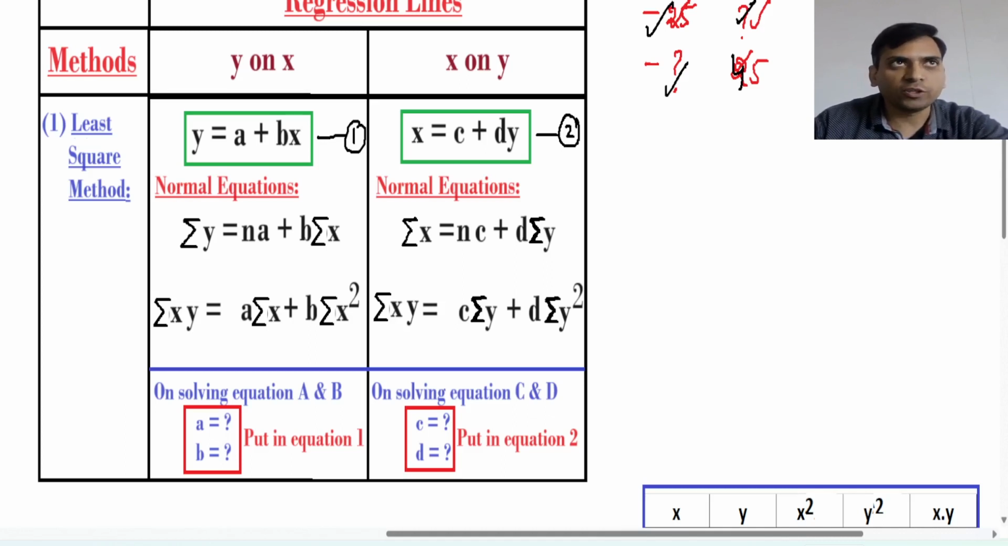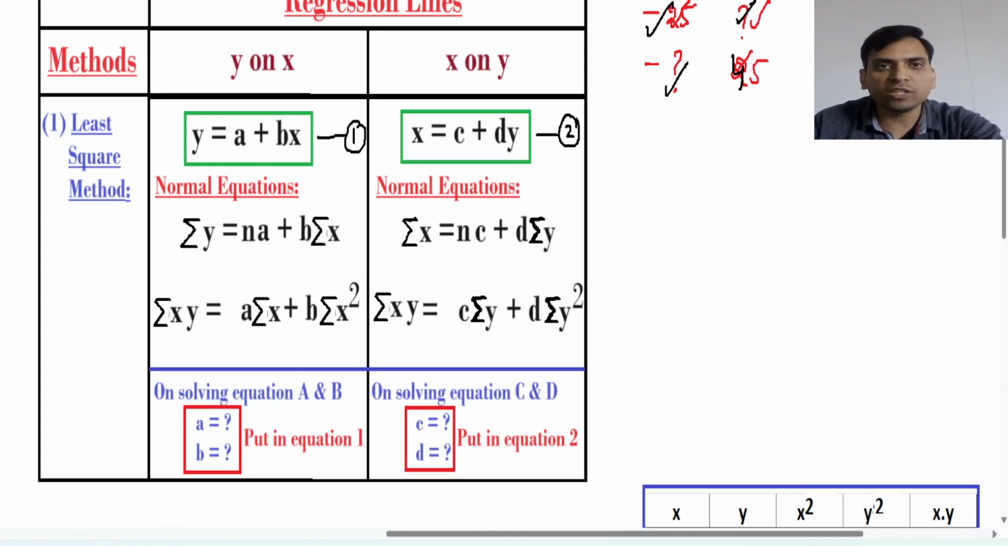As we need to find two things, we must have two equations, and these are called normal equations, which are based on summation of all these things. So first, summation y is a for all observations. Suppose there are 6 observations, so we can write 6a; as there are n observations, we write na, plus b summation x. Then we multiply by x in this equation and you will get the second equation.